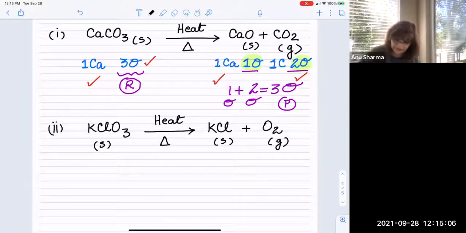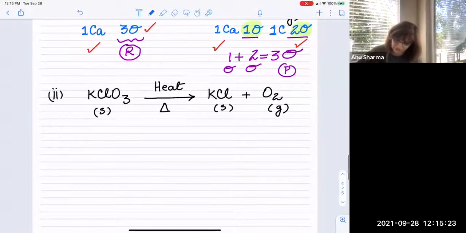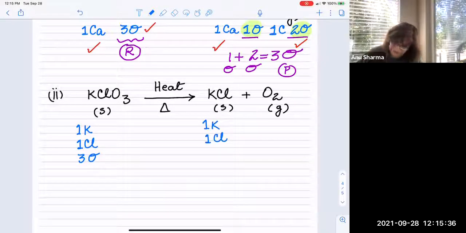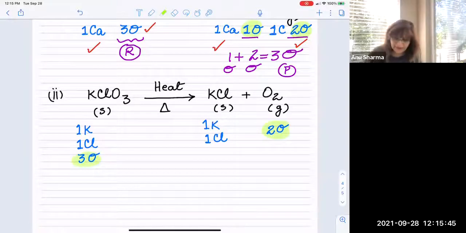All right, so now what do you get? We have now... okay, yeah, so let's see. So we have 1 potassium, we have 1 chlorine, we have 3 oxygens. Here we have 1 potassium, we have 1 chlorine, and we have only 2 oxygens. So clearly we see that oxygens are not balanced, but potassium and chlorines are balanced.